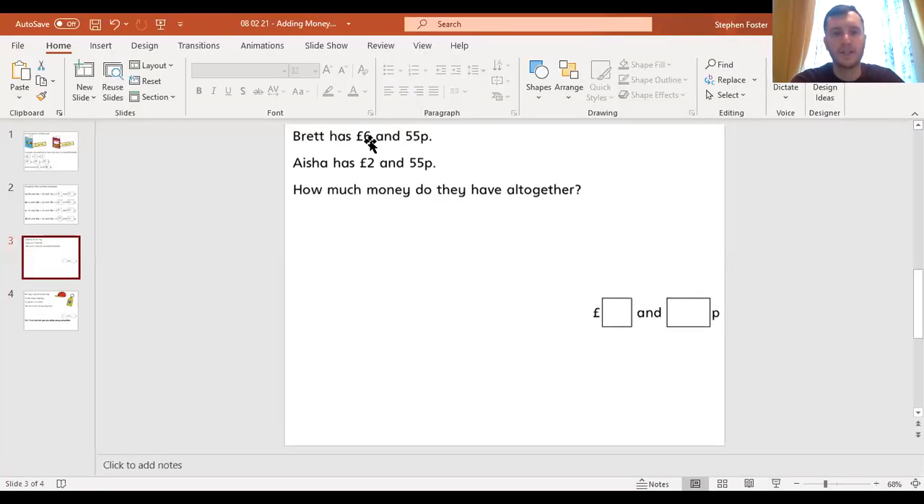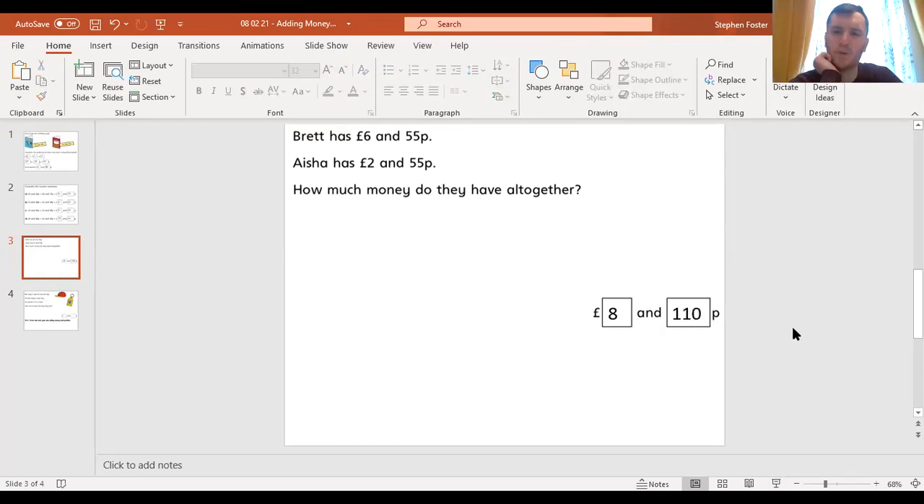So let's start with our pounds. £6 plus £2. I know that is the same as £8. So I'm popping that in my box. Then 55p plus 55p. If I do 50 plus 50, that's 100. 5 plus 5, that's 10. So 100 plus 10, that's 110 pence.